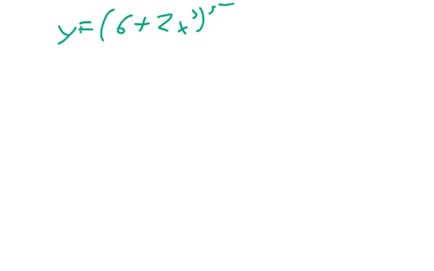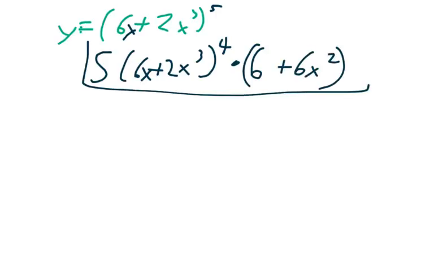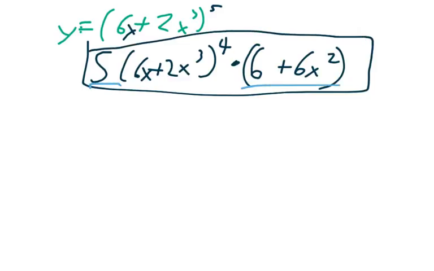For this next problem, we're going to do the chain rule. So we bring the 5 down here. The 6 plus 2x to the third stays the same, to the 4th power, times the derivative of the inside, which is, that should be an x, 6x squared. So it should be 6 plus 6x squared. They may want you to multiply the 5 into here, but you never multiply the 5 into the 1 because the exponent comes first.